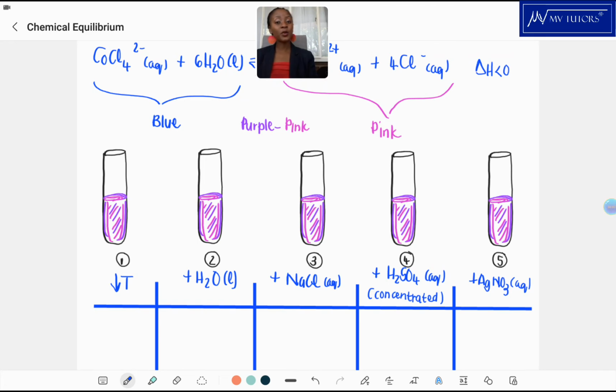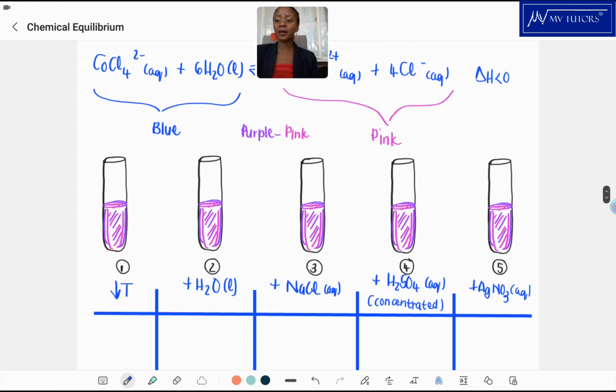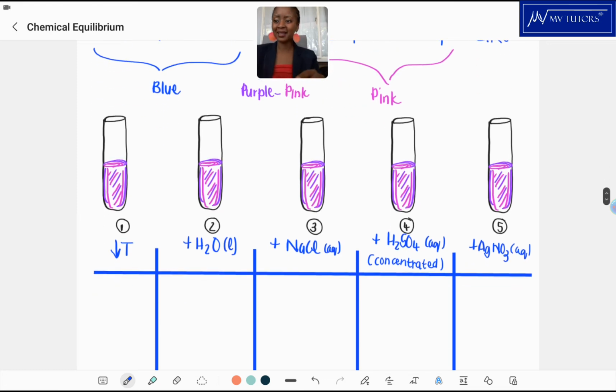Alright, so what would happen if we decrease the temperature, or we cool it down? This reaction is already an exothermic reaction, meaning it is forward favored, or product favored. So I would expect, first of all, my solution to turn pink. Here it would turn pink.